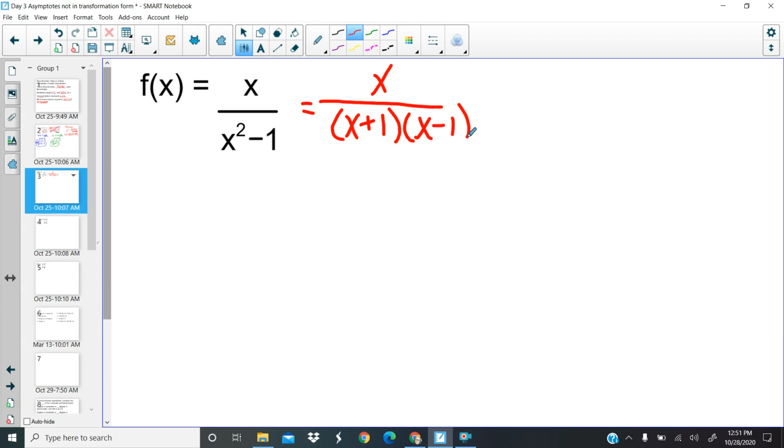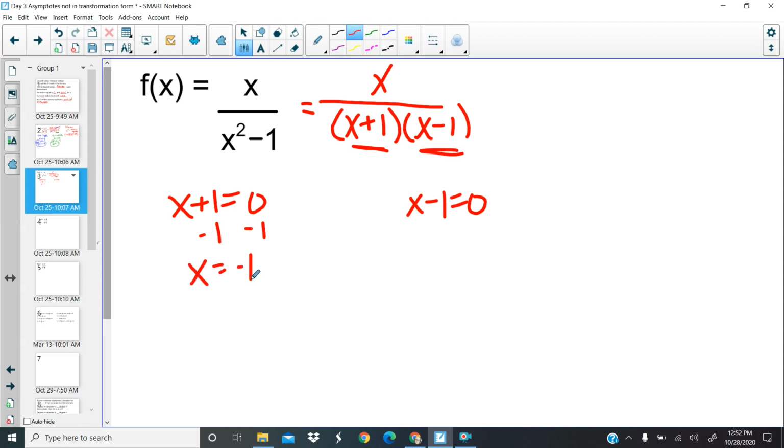So now if you look at this one, nothing cancels out in the numerator and the denominator. That means that both of these factors are going to be vertical asymptotes. So I'm going to go ahead and set both of them equal to 0. And then for the x plus 1, I'm going to subtract 1 on both sides and get x equals negative 1. And for the x minus 1, I'll add 1 to both sides and get x equals positive 1.